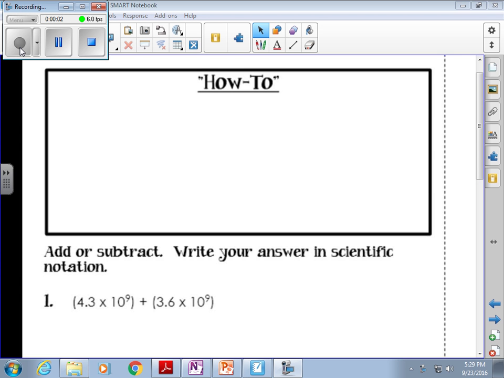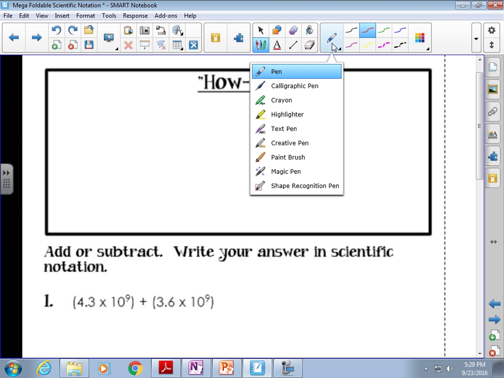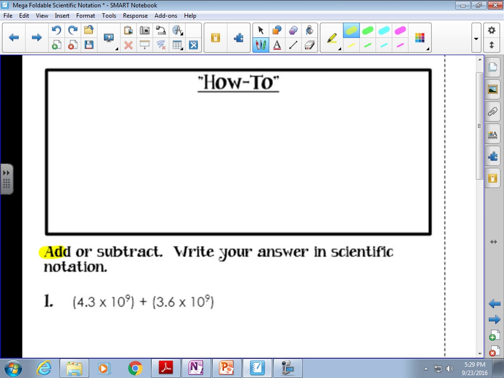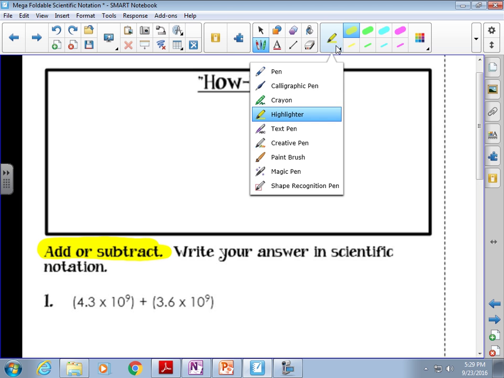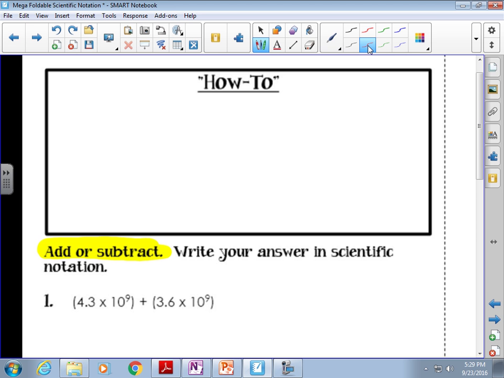Okay, this is part two of scientific notation, computing scientific notation. How to. So right now we're focusing on adding and subtracting. Add or subtract. Very important. Okay? So we're working on adding and subtracting, so let's go over our rules.